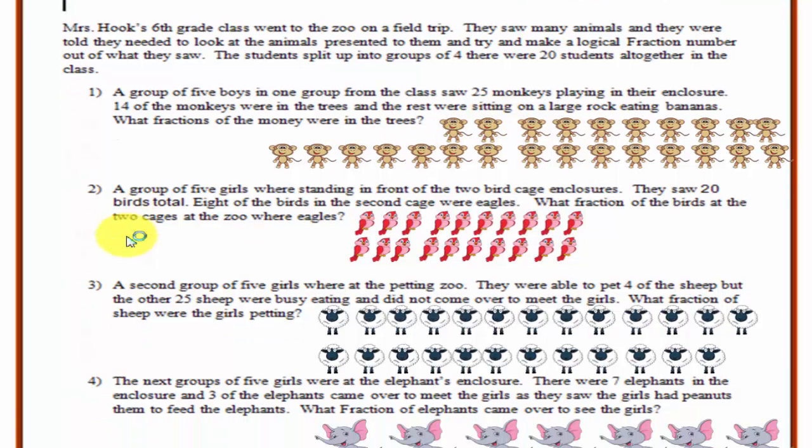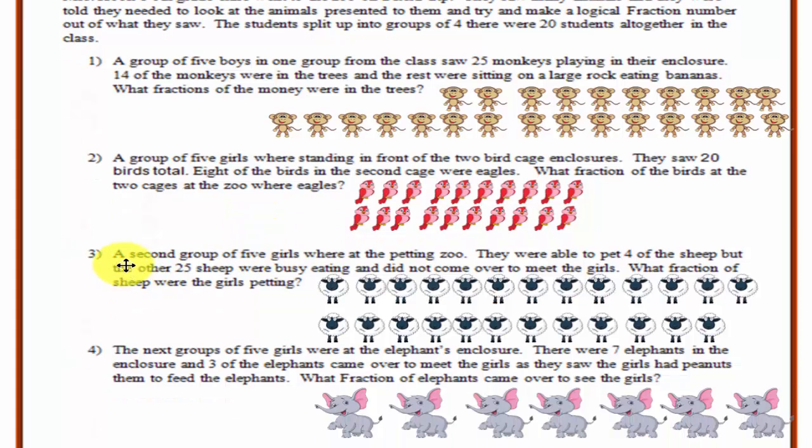Read the rest of these. Well, I'll tell you what, I'll read them for you. Number 2. A group of 5 girls were standing in front of 2 bird cages enclosures. They saw 20 birds total. 8 of the birds in the second cage were eagles. What fraction of the birds at the 2 cages at the zoo were eagles? And we listed all the birds for you.